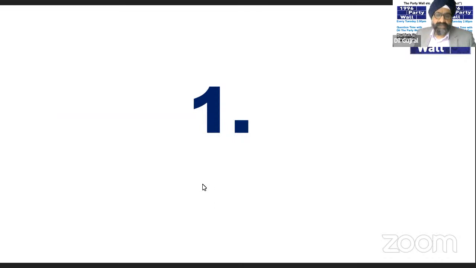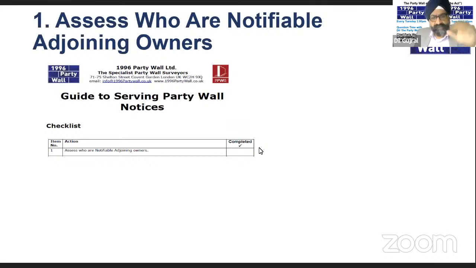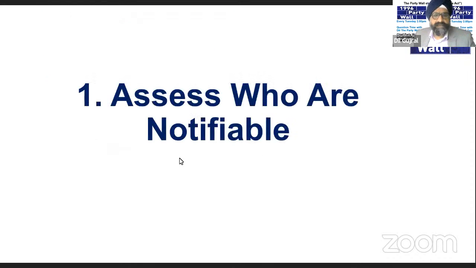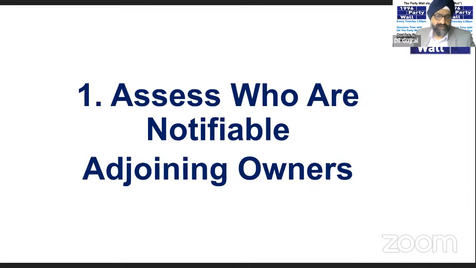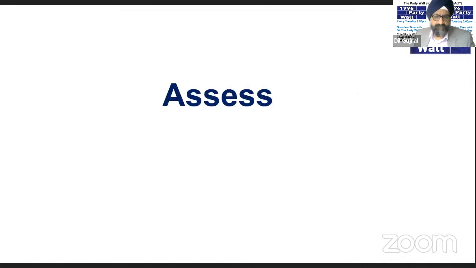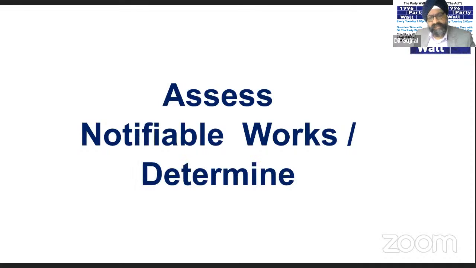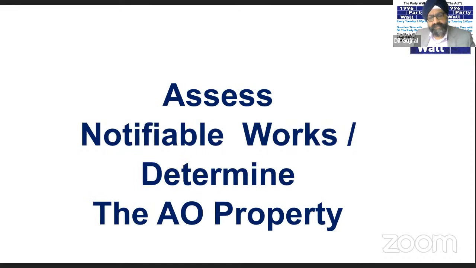Okay, so let's have a look at number one. Out of this list, assess who the notifiable adjoining owners are. It's there, so I've just focused in on it. And let's see how we do that. Assess who the notifiable owners are, notifiable adjoining owners. Okay, so as I said, assess the notifiable works, determine the adjoining owner property.